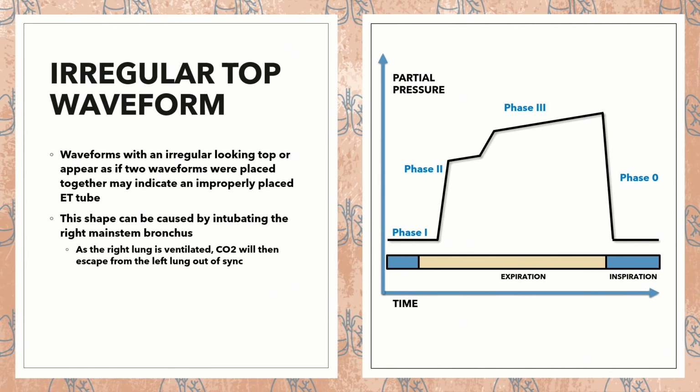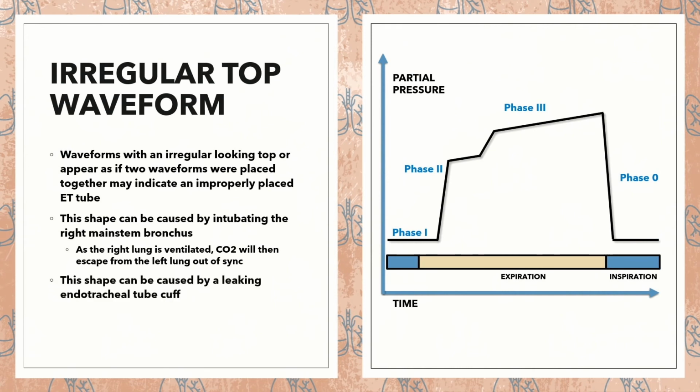and what happens is you get a ventilatory wave from the right lung, but then CO2 will escape from the left lung kind of out of sync, so more passively. And when that occurs, you start to see this little uptick right there. So if you're seeing this, first thing you need to do is check your tube depth, and if it's deeper than you want, you need to consider backing that tube up or even reintubating the patient.